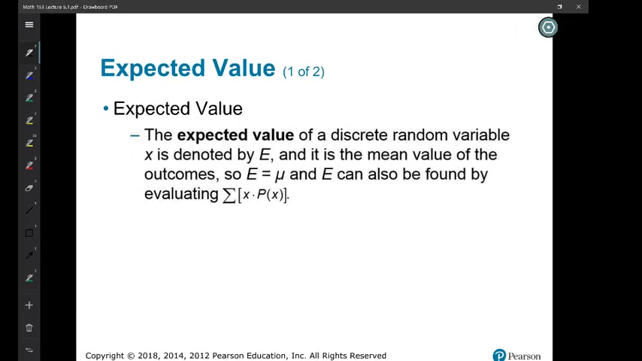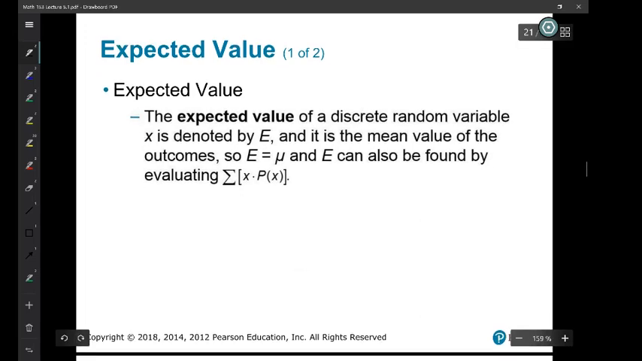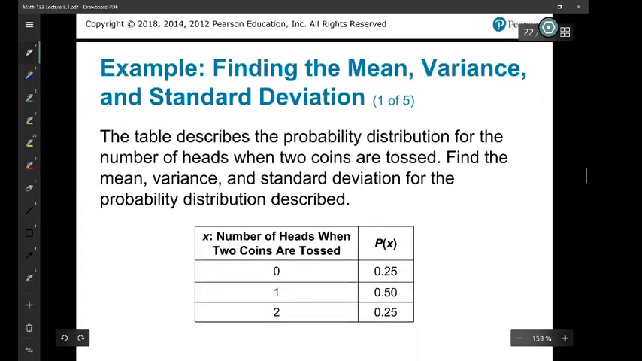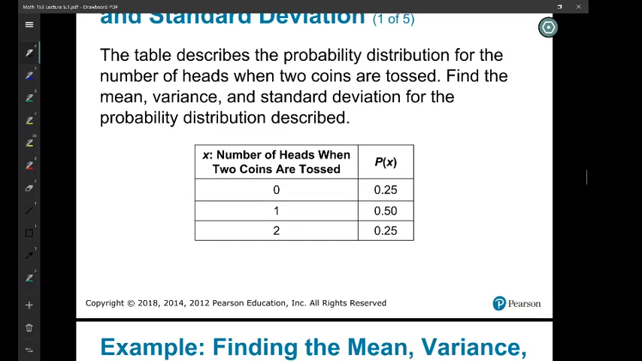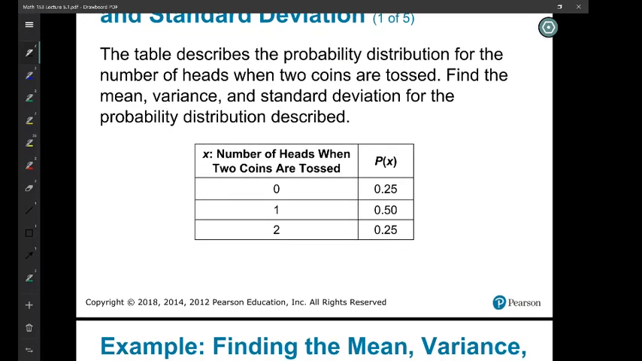Expected value: the expected value of a discrete random variable x is denoted by capital E, and it is the mean value of the outcomes. So the expected value is the mean, and we can find it with our formula for the mean. Here's our table for tossing a coin 2 times, our probability distribution. Let's compute mean, variance, and standard deviation.